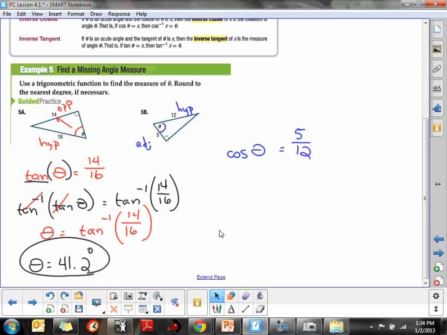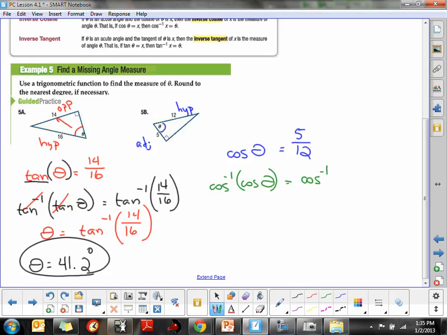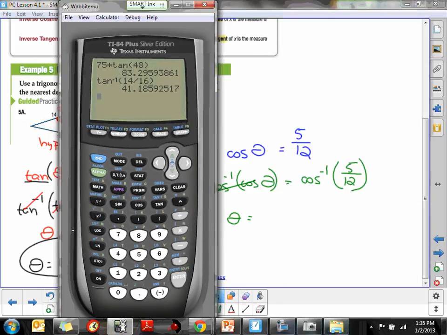To undo a cosine, we want to use our inverse cosine to undo that. So the inverse cosine will undo taking the cosine of the angle, but whatever we do to one side, we have to do to the other, which gives us our directions of what we need to do to find the measure of angle theta. Our directions tell us, go ahead and find the inverse cosine. So do second cosine gives you your inverse. It says you're going to find the measure of an angle of 5 divided by 12. And that is equal to 65.4 degrees.